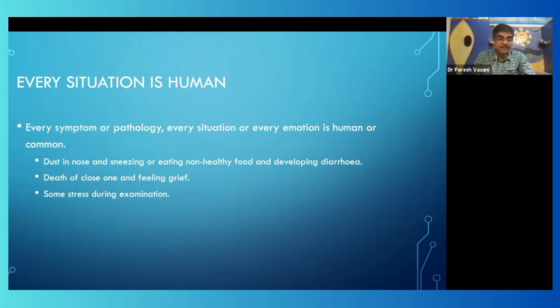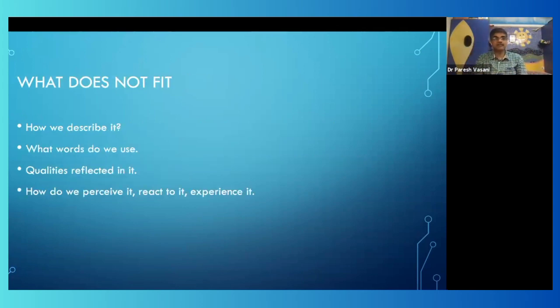Or stress during exams, anticipation during exams, or public speaking. Very, very common feature. But what you experience, how you describe it, what are the words you use, what gestures come up, what's deeper to that? This is what we have to see. Because these extra qualifications, how they describe it, the words they use, the qualities they describe, how they perceive and experience it, all this is what we want to listen to.